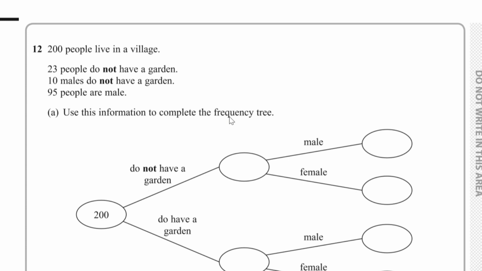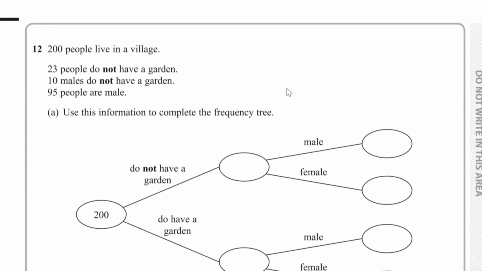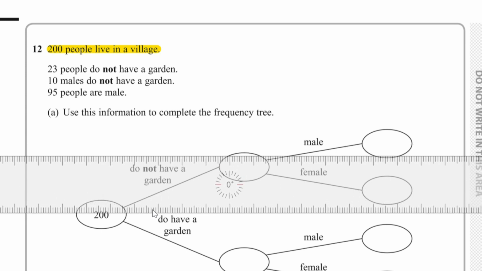Question number 12. 200 people live in a village. 23 people do not have a garden. 10 males do not have a garden. 95 people are male. For part A, we have to use this information to complete the frequency tree. So we've got 200 people all together. That is what is told to us.